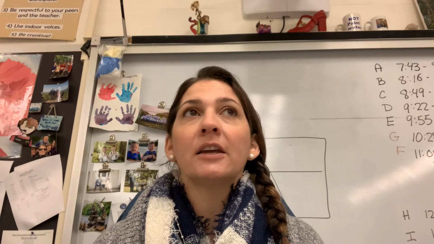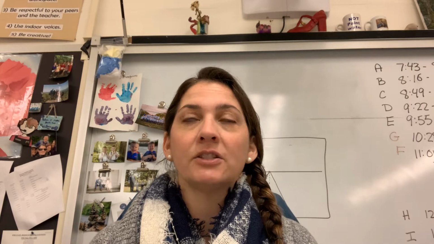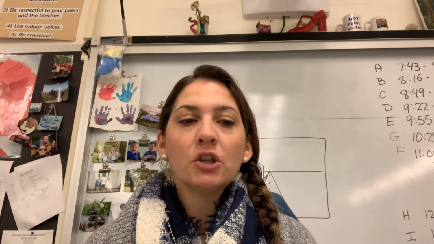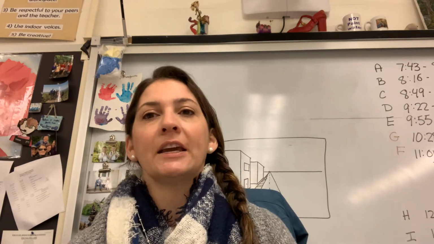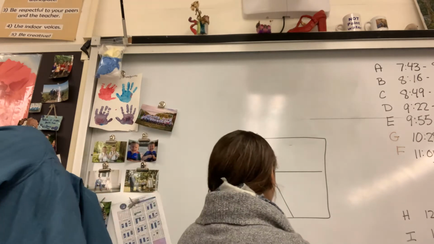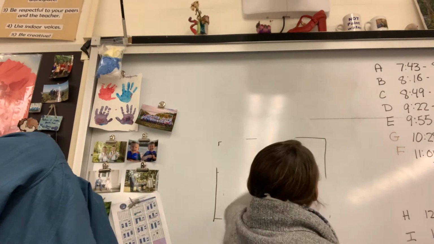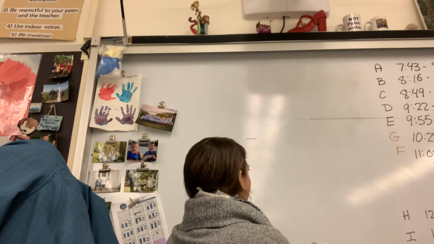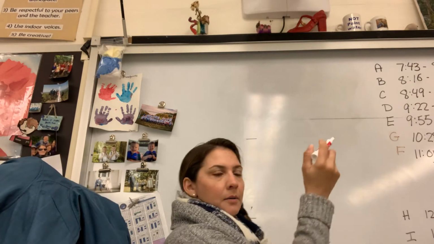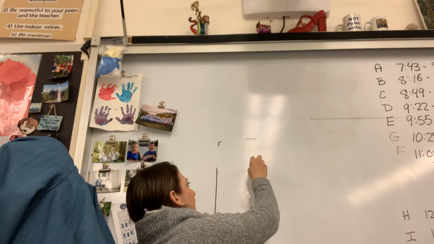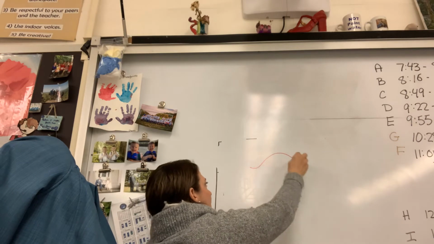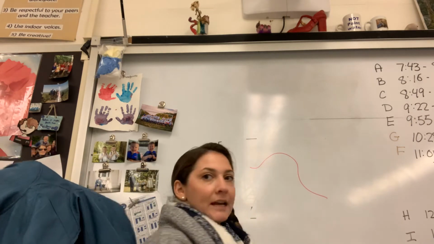A line is a path created by a moving point, mark, or object. It can also be described as a dot that takes a walk. So if you think about a dot taking a walk, you have your object, you have your dot, it's a dot that takes a walk, and that creates a line.